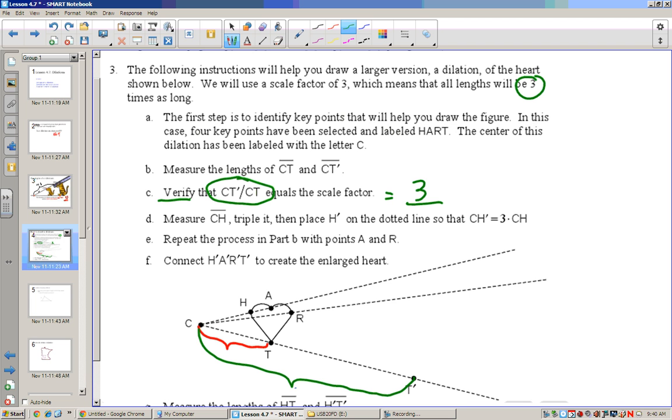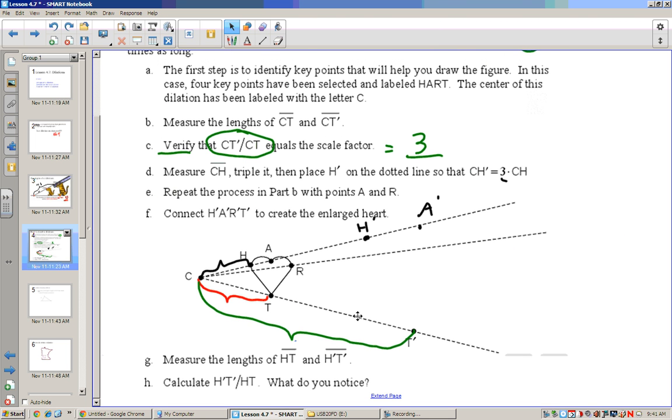Now that we know that, I want you to take your distance from C to H, measure that out, and multiply that by 3 to get H prime. And H prime will be somewhere up here. Then you go from C to A, and A prime is going to be somewhere up here. Then you do this from C to R, and R prime will be up there, and then try to draw your heart.